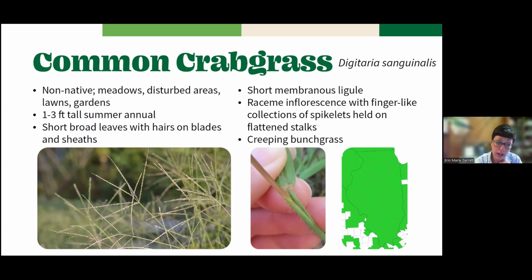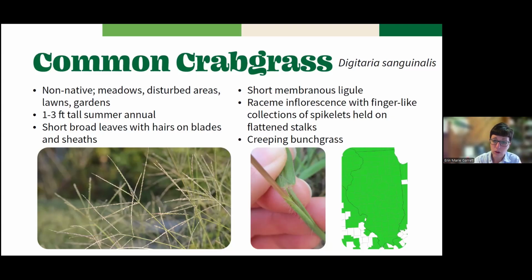So what we're going to find are short, broad leaves with hairs on the blades as well as on the sheaths. And we can see that pretty well in this photo on the right. We have a short membranous ligule that's there but hard to see in this photo. And then we're going to get that raceme inflorescence with those finger-like collections of spikelets. Okay, that's the characteristic crabgrass, right?